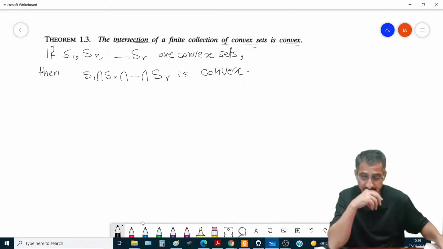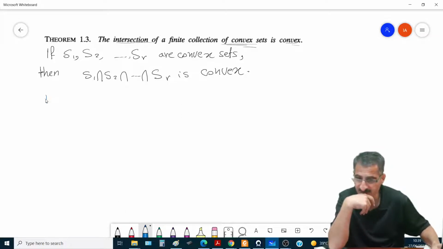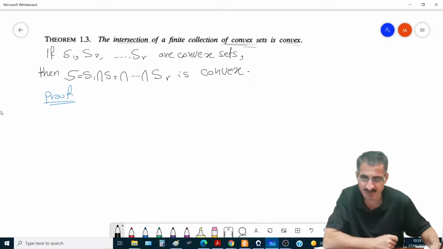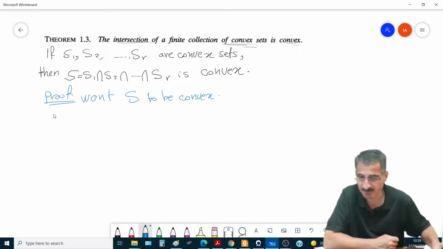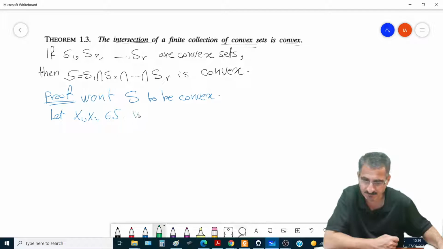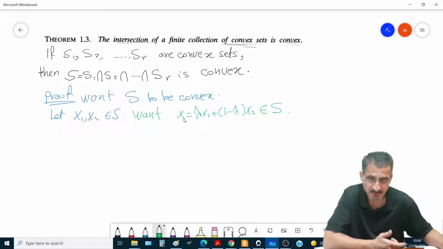How do you prove that? The proof must be very easy, right? Let us name the intersection S. We want S to be convex. Okay, so how do we do it? Let me write that quickly. Let x1, x2 belong to S. What do we want? We want any x that can be written this way to belong to S, right? Okay, so let's go.